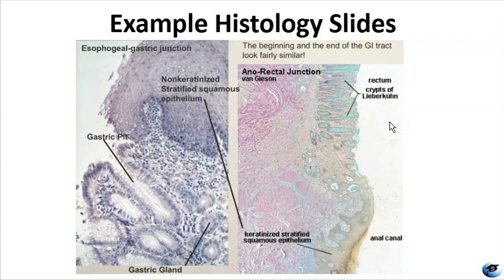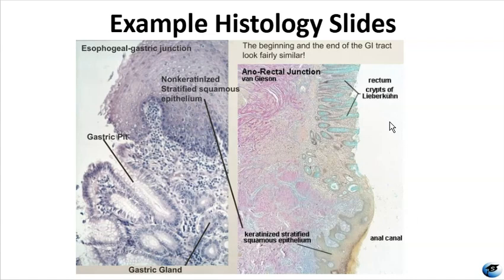Gastric pits and glands, they're only found in the stomach. The pits are shallow depressions. The glands extend deeper. Villi and crypts are present in the small intestine. Villi increase the surface area. Crypts contain stem and secretory cells. The duodenal glands, the Brunner's glands, are only found in the submucosa of the duodenum.